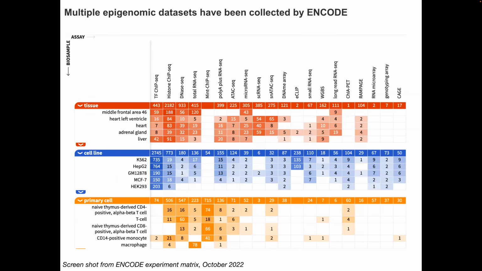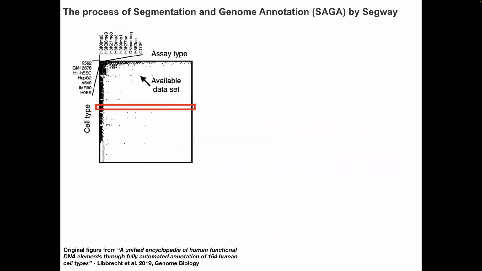Multiple epigenomics data sets on various cell types and tissues have been collected by ENCODE. Our goal here is to obtain chromatin state annotations resulting from all available data from ENCODE. That will result in chromatin state annotations for hundreds of cell types and tissues. The complete data set of all the available cell types and their epigenomic assays could be demonstrated in a matrix like this. For an example, we can consider the process of chromatin state annotation for one cell type.